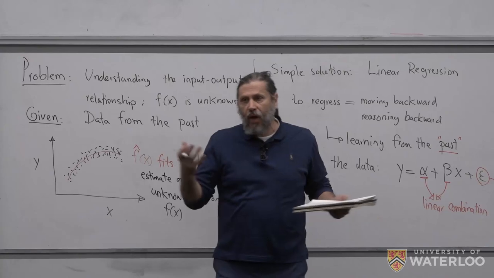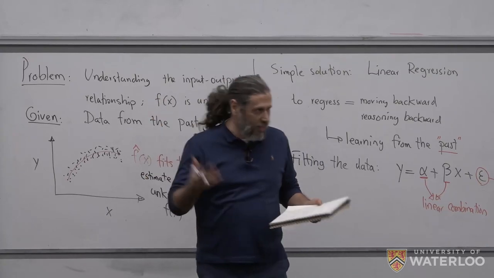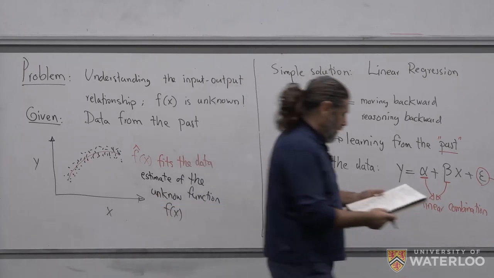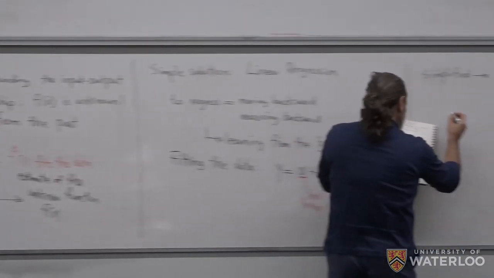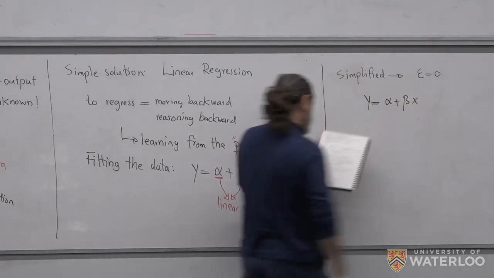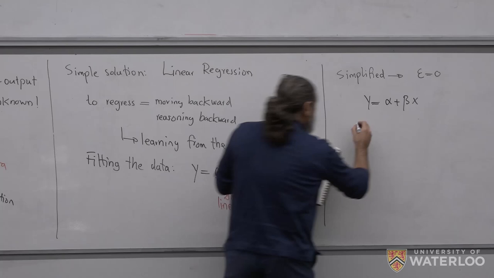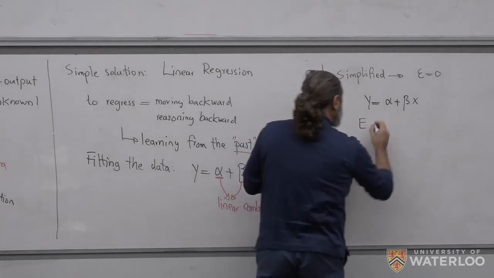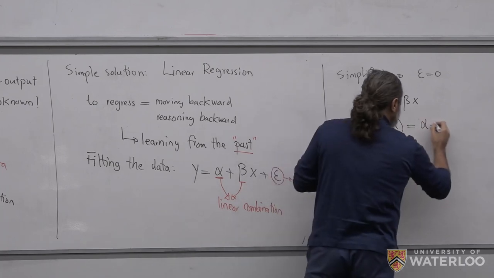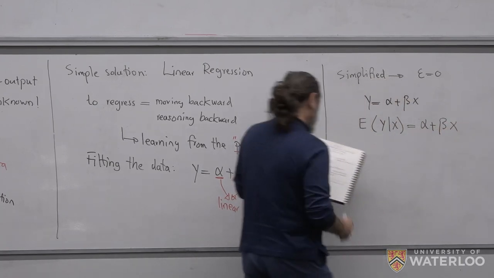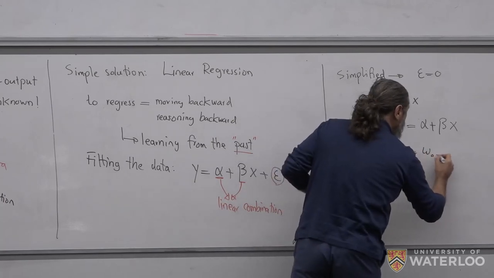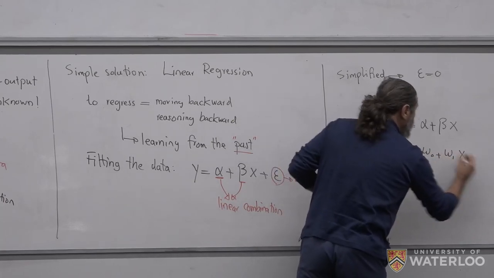What tools do we have? You have to come up with a mathematical model. What is a mathematical model? A set of equations. So then you will get y is alpha plus beta x, which is you are saying what is the expected value of y given x, and that is alpha plus beta x, which we can write cautiously as w sub 0 plus w sub 1 x.